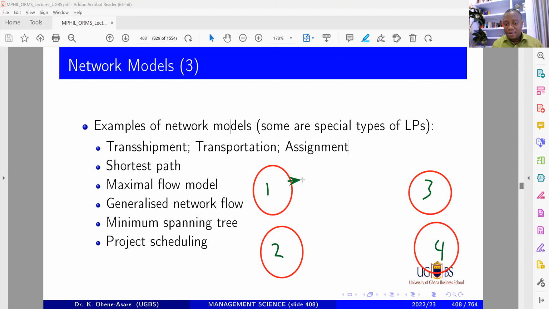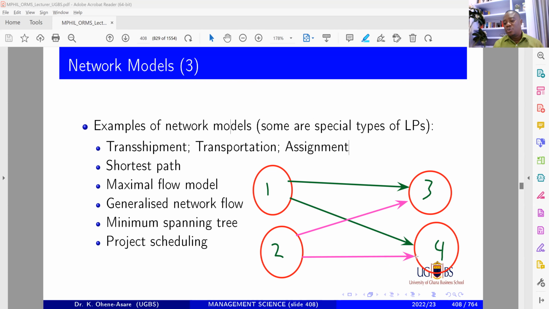You have from node 1 going to node 3. You have from node 1 going to node 4. I'm going to use a different color to indicate the next one. You have from node 2 going to 3. And you have from node 2 going to 4.